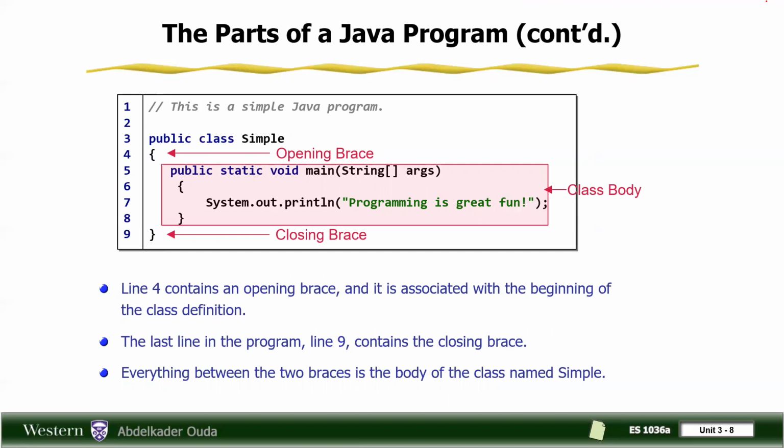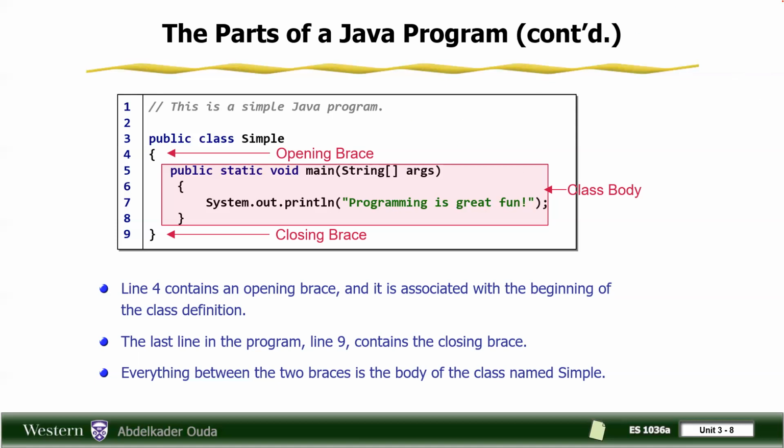Java, same as C++, as well as JavaScript and many other programming languages, after you identify the class or a function or whatever in the program, we should let the compiler know where the start is. That will be an opening brace, and we let the compiler know that we are done by the closing brace.